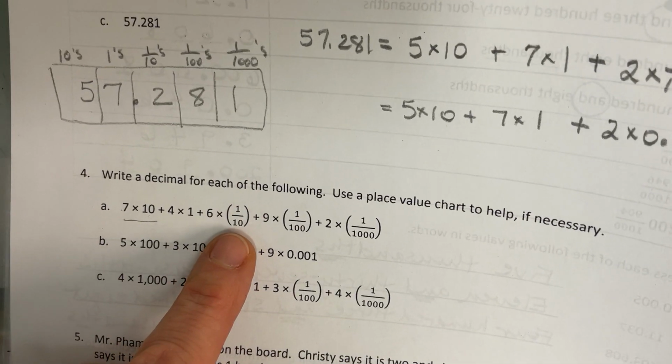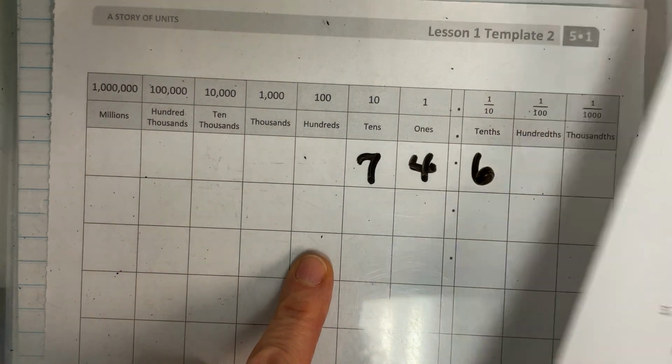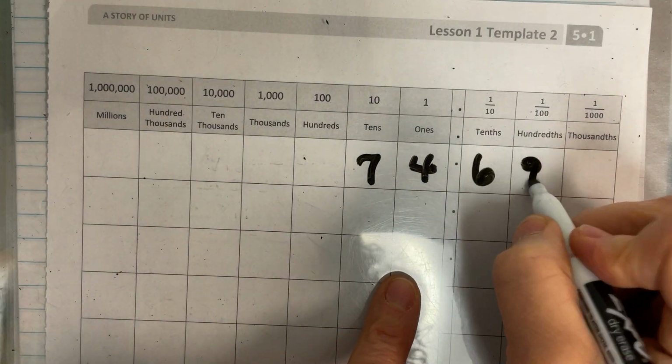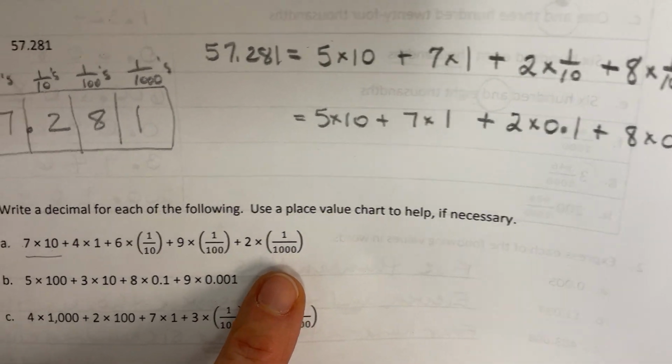I have a 6 in the tenths place. I have a 9 in the hundredths place. And I have a 2 in the thousandths place.